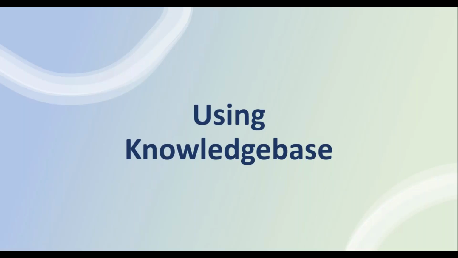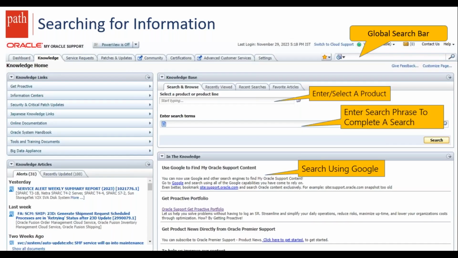One of the first features that users start using in MOS is the knowledge base. On the home page, you can see there are multiple ways of searching for information. Most commonly used is the global search bar, which you can see on the top right side. You just type your questions or keywords about the information you are looking for and press enter or the search icon. One more feature which a lot of us miss out on is the search additional Oracle sites button. Using this button, you can expand the search to other Oracle sites like OTN, Oracle.com or education.